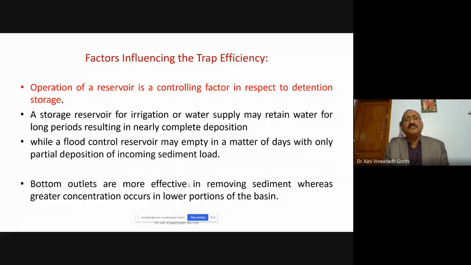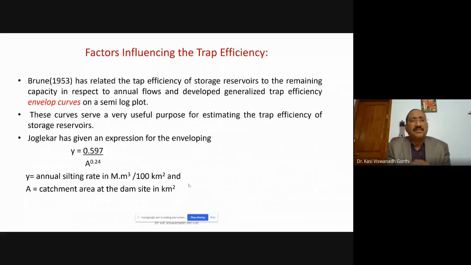In such a case, the small suspended particles which are in suspension at a relatively higher zone will try to settle down there. So bottom outlets are more effective in removing the sediment, whereas greater concentration occurs in the lower portion of the basin. What is this outlet? Outlet, as we have been indicating, is the flow of water which is coming out from the reservoir. So if these outlets are provided at the bottommost portions of the dam, naturally they try to remove more and more sediment from the reservoir.